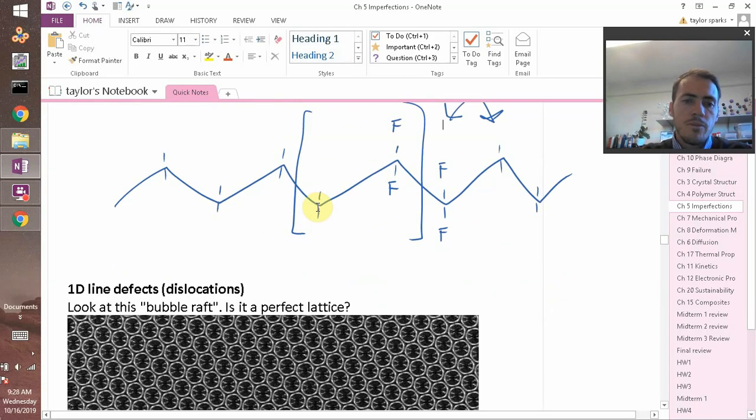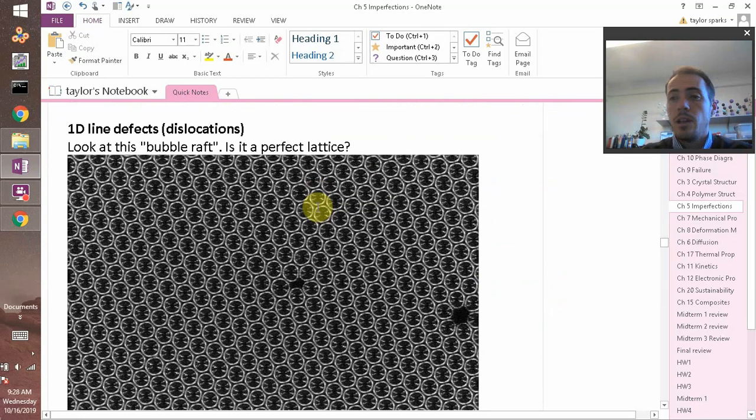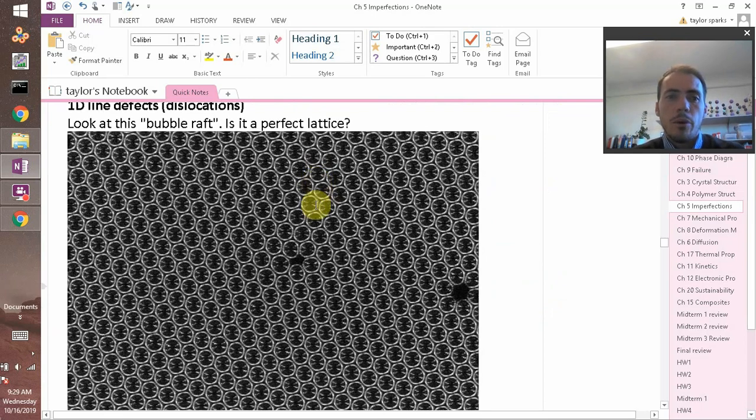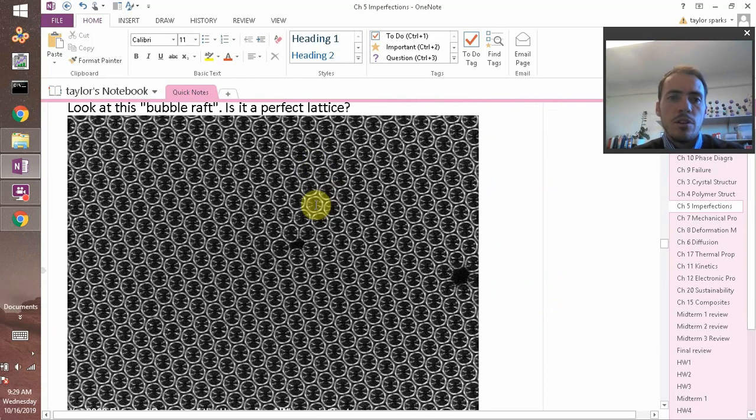All right, this finally brings us now to line defects, things that are not point defects, but rather that continue in one dimension, like a line. And one of the easiest ways to see this is with these bubble raft pictures. So in this image here, this is what's called a bubble raft. As you look at this, does this look like a perfect lattice? Hopefully, if you're looking at it, you can see that it's not perfect. For example, take a look at this. There's that big hole here.